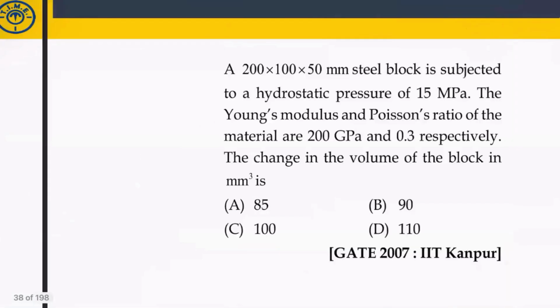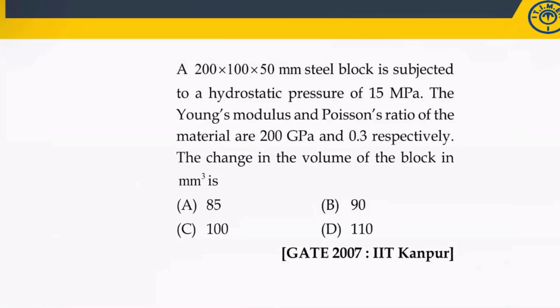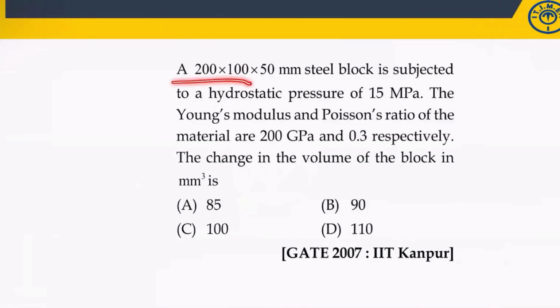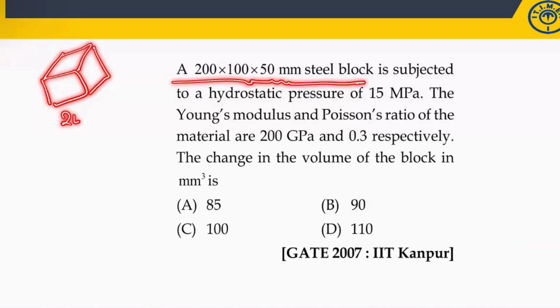Now the next thing is, okay, so this is the question. I have given you the two important relations. From there you can use a 200 into 100 into 50 steel block. What is the steel block? The steel block will be like this. Okay, this is 200, this is 100, and this is 50.